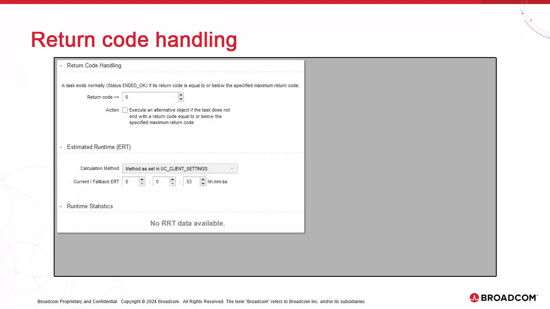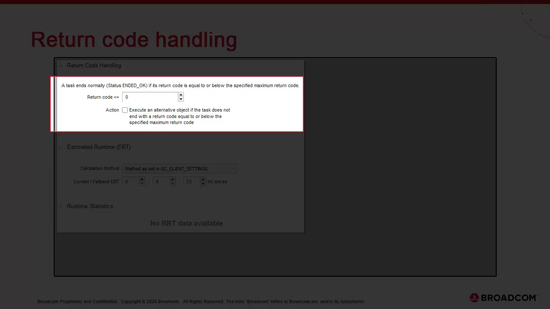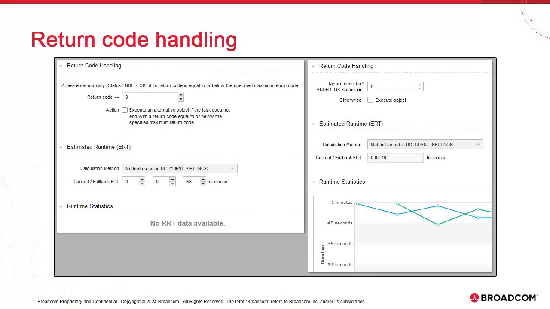We've brought major improvements to the return code handling feature, which can be found in the general page of objects like jobs. Prior to version 24, users had to read and understand directions associated with the feature. These directions have been removed in favor of labels that are more readable and intuitive.